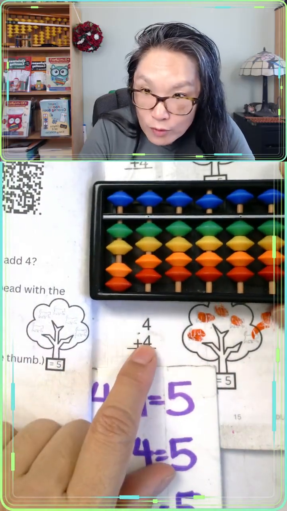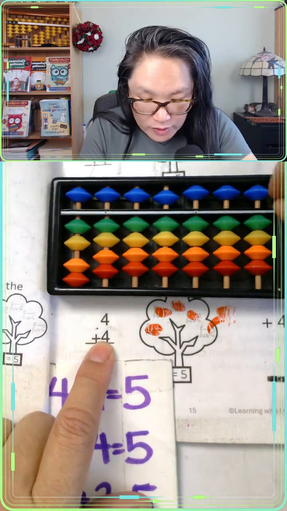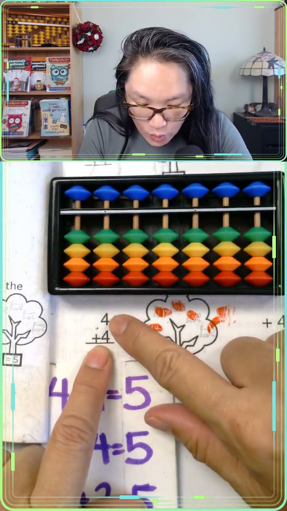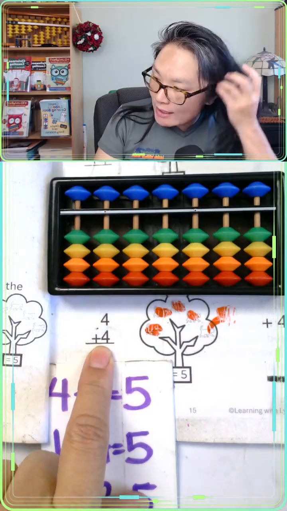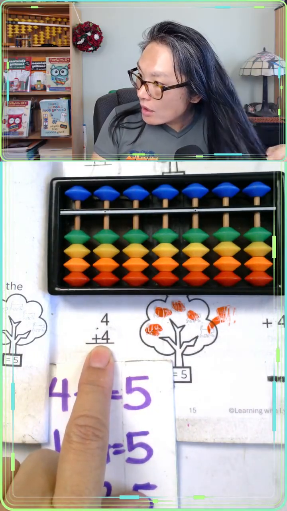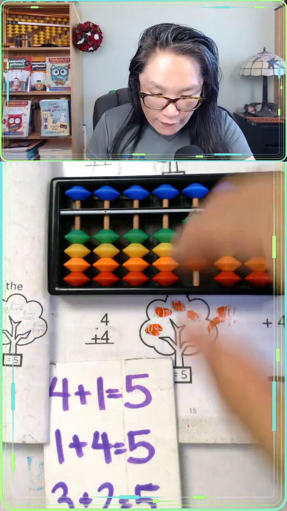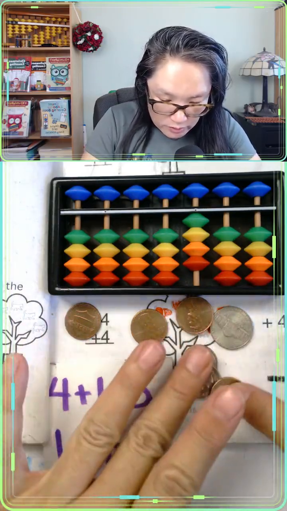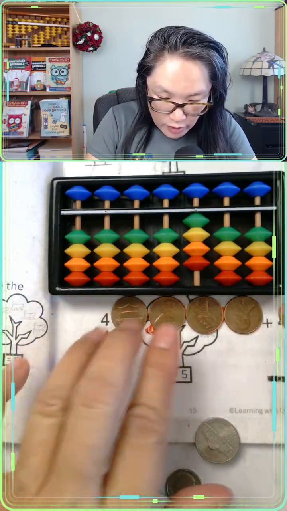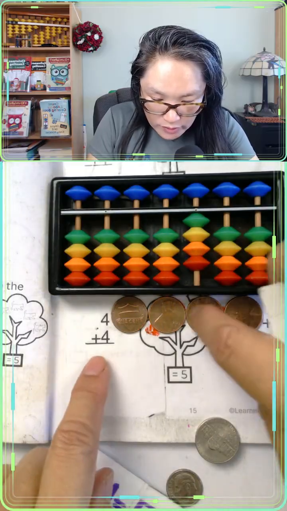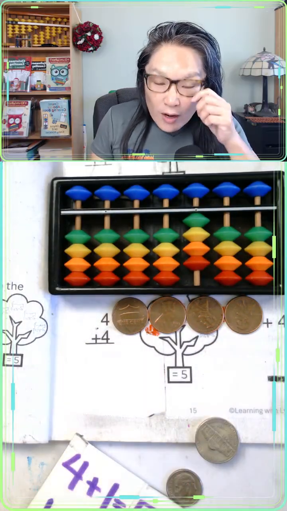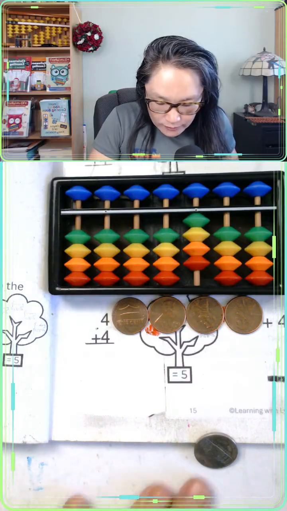We know what 4 plus 4 is. I understand you know what 4 plus 4 is, but we've memorized it. What I want to do is actually start utilizing the concept. So here's my question. I have 4 on my abacus. So 1, 2, 3, 4. I want to add another 4. Because I want to add another 4, guess what?